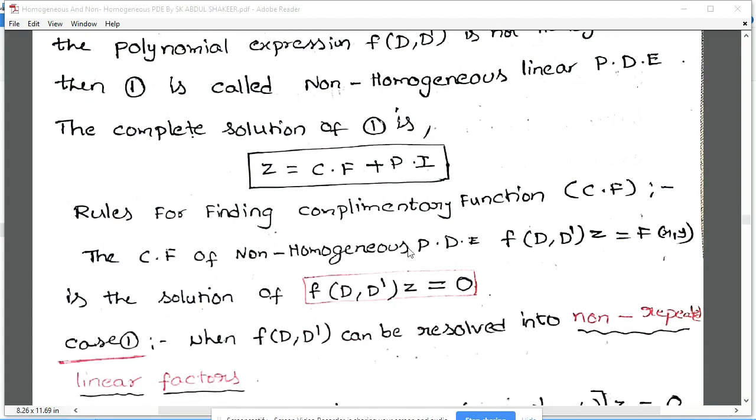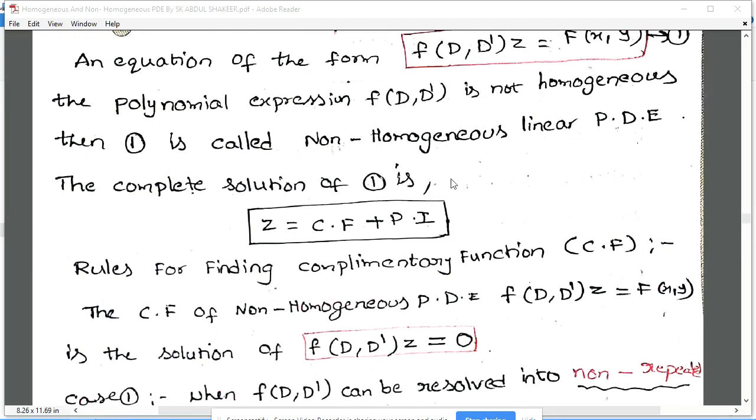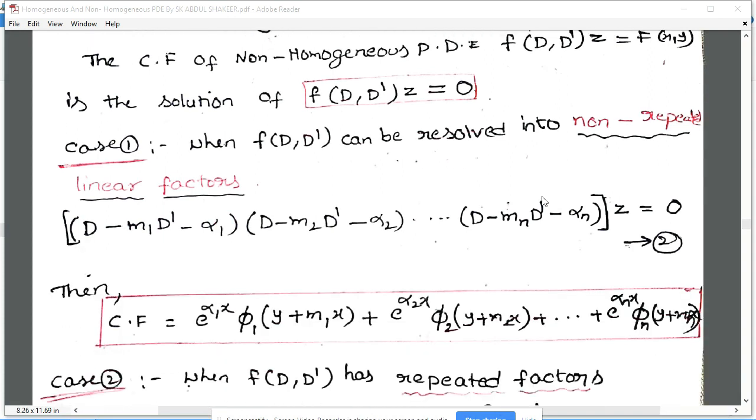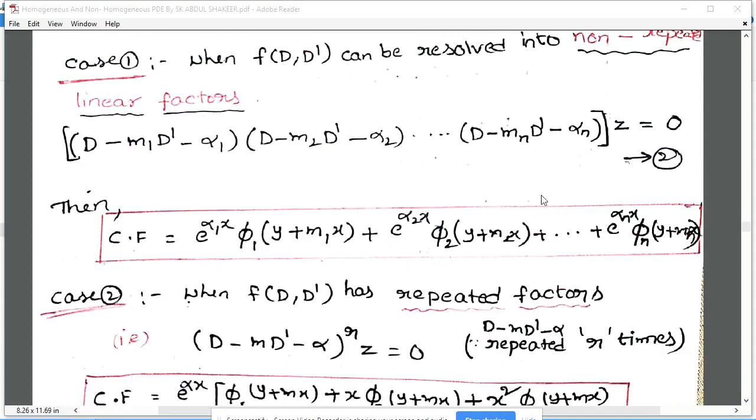Now, to find the complementary function, we just have to take the right hand side as 0. If we take the right hand side as 0 and find the solution, that is nothing but the complementary function. So to find the complementary function, here we will discuss three cases.